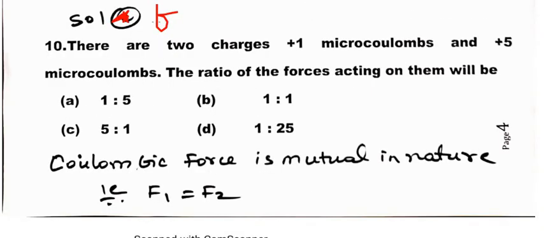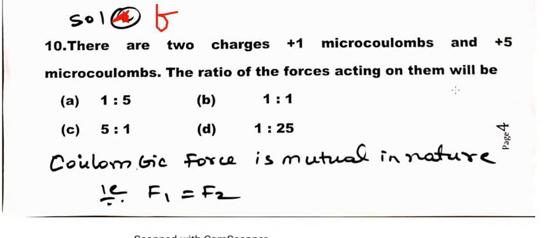Then there are two charges, plus 1 microcoulomb and plus 5 microcoulomb. The ratio of the forces acting on them will be, I told you while discussing the formula in this chapter, that when you say electrostatic force is acting between the two charges, both the charges experience the same force.